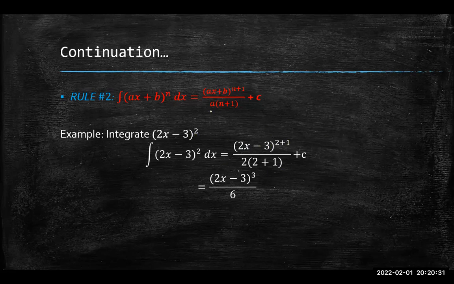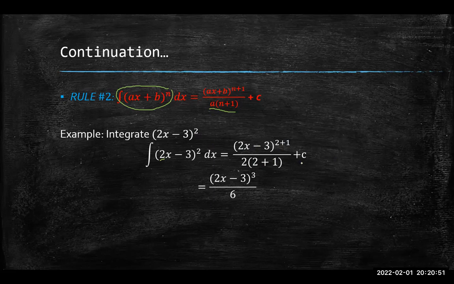This is where it's different. When it's in this form, the denominator is a times n plus 1. A in this case is 2. So that's 2 times n plus 1, which is 2 plus 1. So that's 2 times 2 plus 1. And of course, you can't forget your plus c.